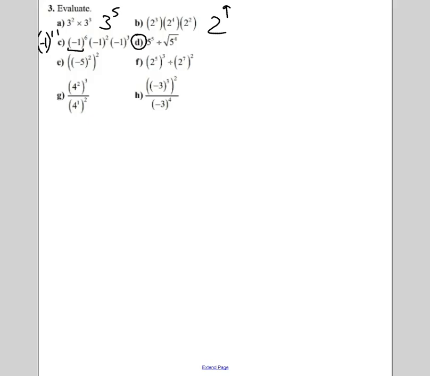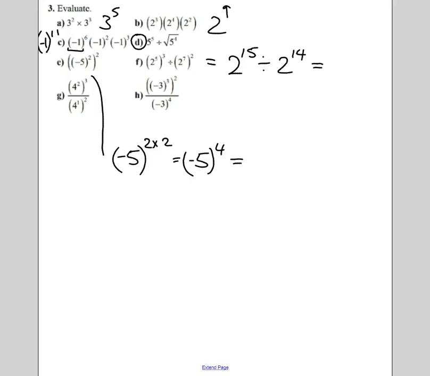D, again, we'll come back to questions like that later on. E would be, again, -5 is the base. Keep that with brackets around it. 2 times 2 is 4, so this would be -5 to the 4. To evaluate that, we'd actually have to multiply -5 times itself 4 times, or apply the exponent. This would be power of a power, so 2 to the 15, 5 times 3, divided by 2 to the 14. And then we don't need to necessarily have it in a fraction form. We can just know that as a quotient, we subtract exponents. So we get 2 to the 1, 15 subtract 14.